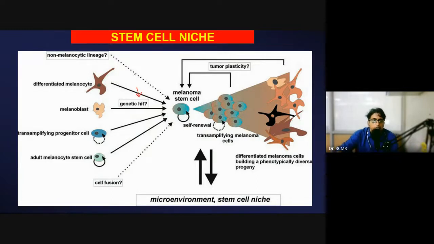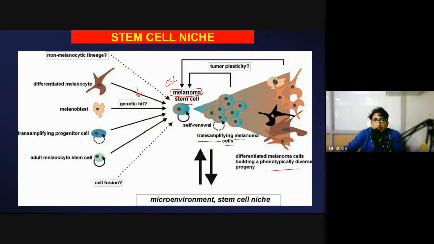Okay. So melanoma stem cell. I'm not saying melanocyte stem cell. Melanoma already means that it is the cancer stem cell. And then we have transit amplifying melanoma cells, and then we have differentiated melanoma cells, which are increasing in mutations, and because of which their diversity is increasing.